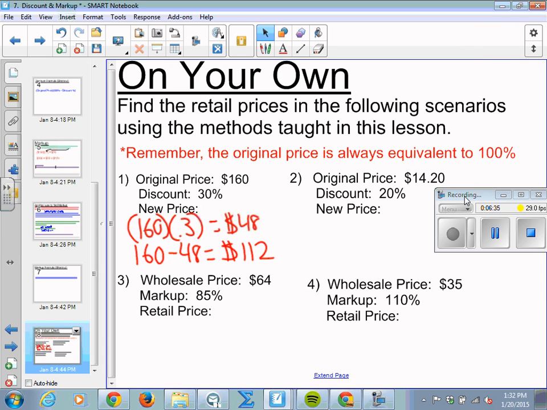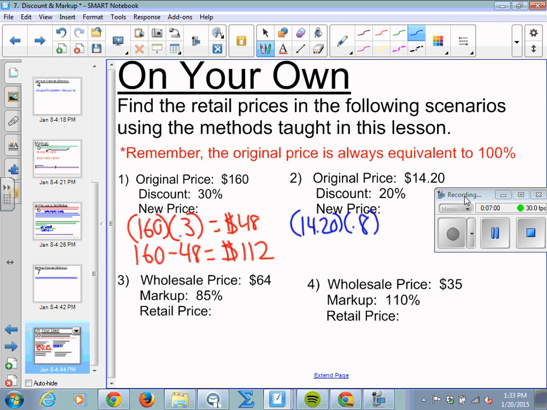Now, number 2. I'm going to go the other method. So we've got $14.20, and we're taking 20% off of it. Now, I know mentally that 100 minus 20 is 80. So what's left is 80% of the original price. And 80% is just 8/10. So I go ahead and I calculate 14.20 times 8/10 for an answer of $11.36.